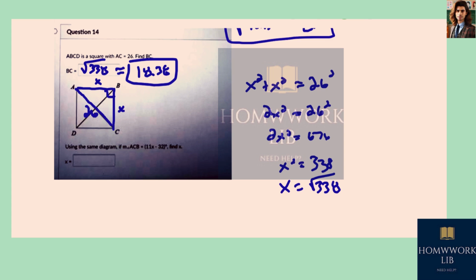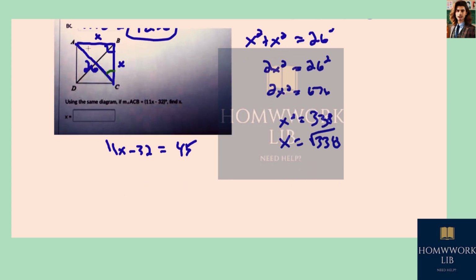Second part, if the measure of angle ACB, which I'll highlight in green, is 11x minus 32, what would x be? Well, that angle, 11x minus 32, would be equal to 45, because since it's a rhombus, opposite angles are bisected. So that's a 45-degree angle. So add 32 to both sides, and 45 plus 32 is 77. Divide by 11, and x is 7.